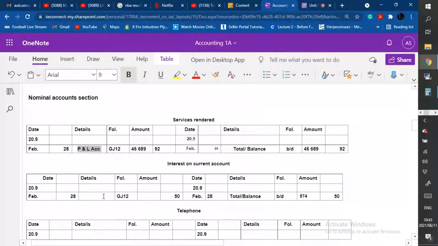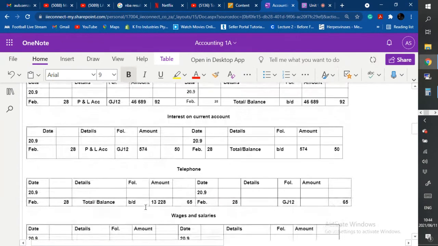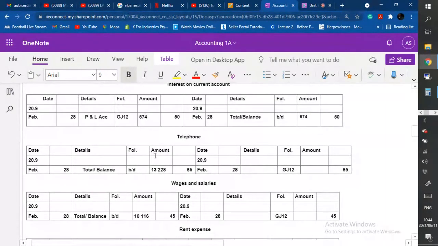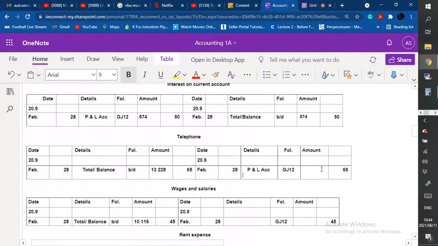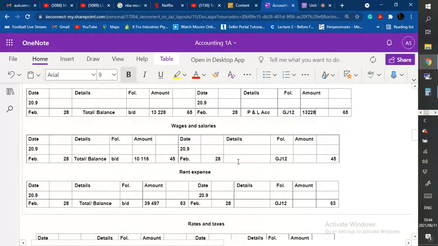We move to the next. Here we see interest on current account, again another income. It has a credit balance, so we just put in a debit, equal and opposite entry, for 574.50. Telephone is an expense. Can you see there's a debit balance? Here, equal and opposite, so profit and loss there, and here we just plug in the 13,228. Salaries and wages, another expense.